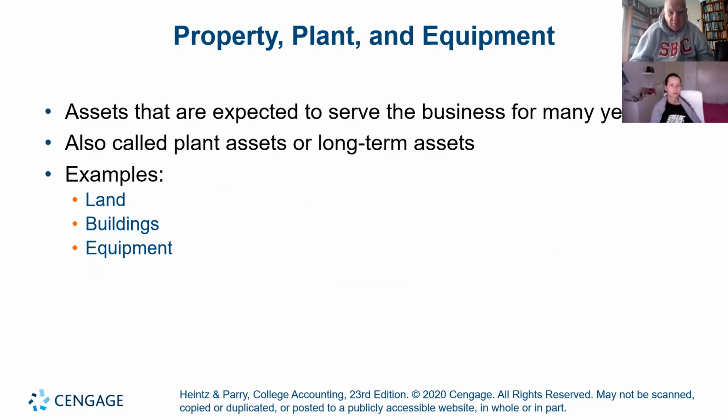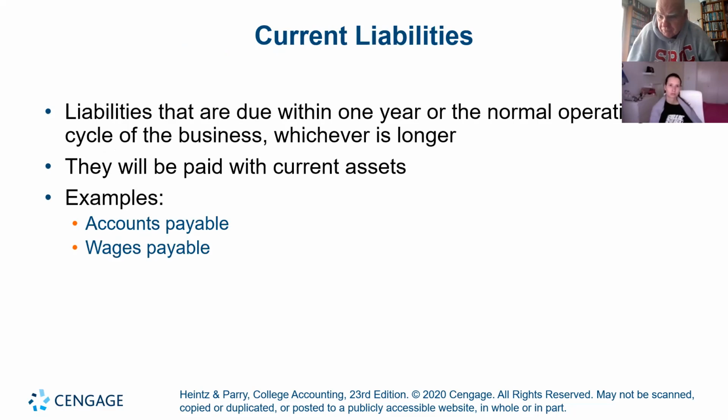Property, plant and equipment. They're called plant assets. We call them fixed assets. Plant assets is a good term, but the fixed assets: land, building, equipment, cars, trucks, all kinds of things. Fixed assets are going to be here for many years, we hope. And we're going to use those assets to build our product, provide our service, and we're going to depreciate it.